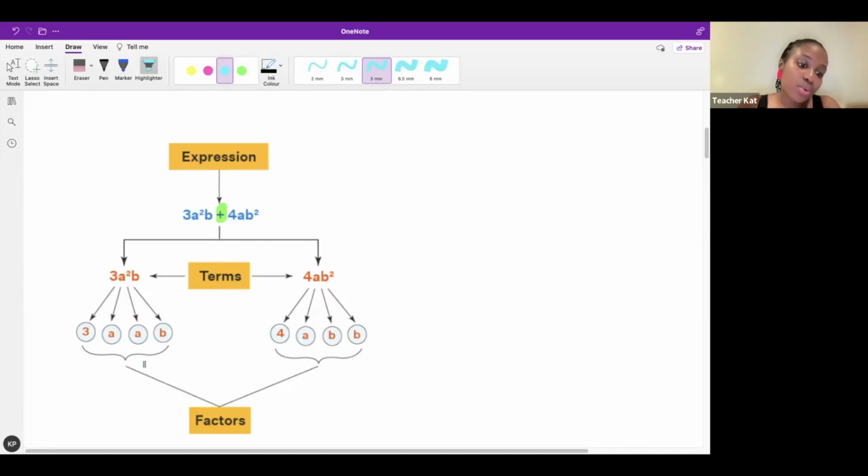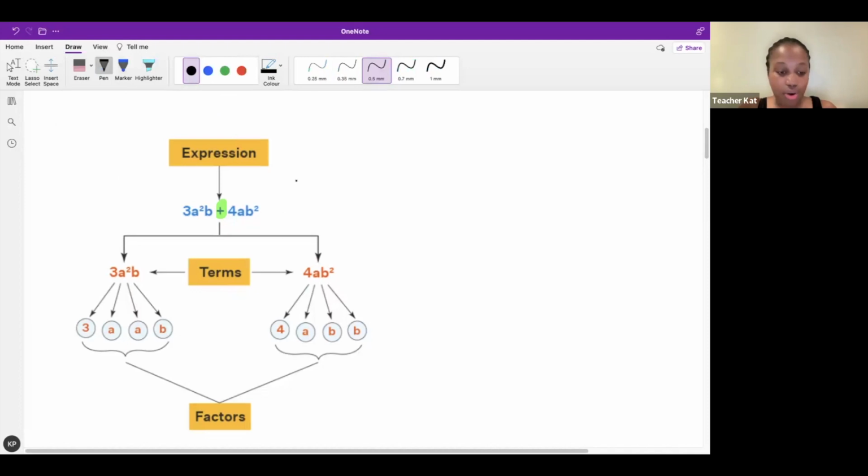But now we're dealing with variables as well. So factors just means what do they both share? So I'm going to write this down over here. What do they share? Okay, so if we look at our factors over here, I have a 3. A squared means I have two A's, an A and an A, and one B. And then on my other term, I have 4, an A, and 2 B's because we have a B squared.